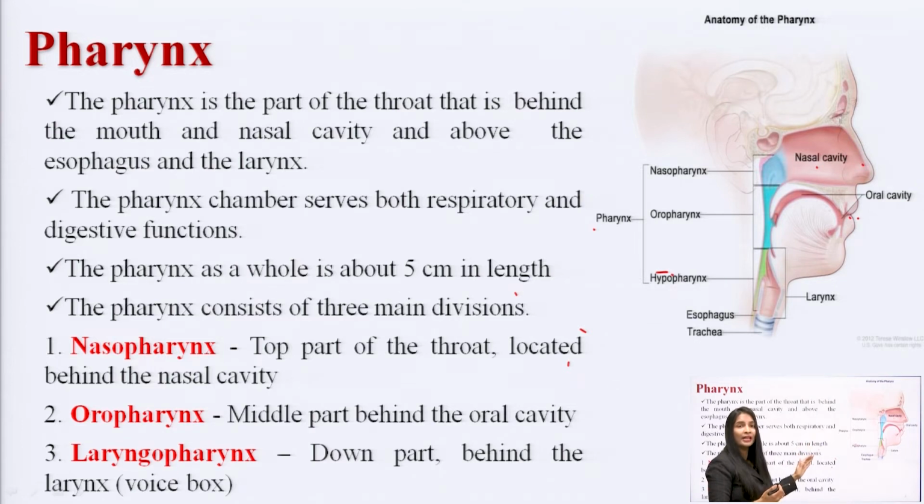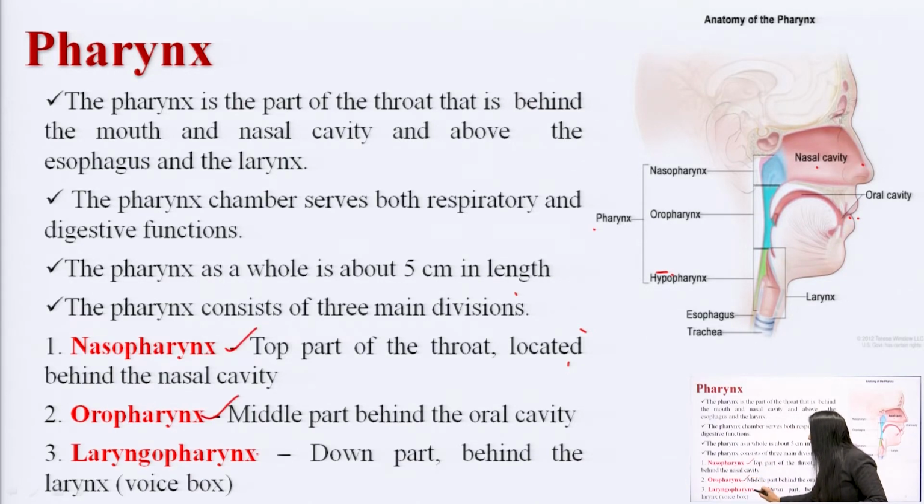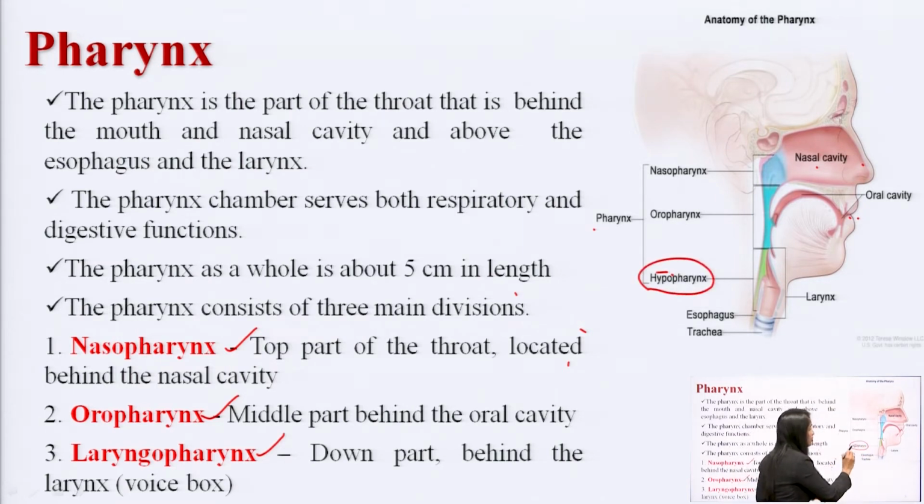This pharynx has been divided into mainly 3 divisions. What are the main 3 divisions of a pharynx? Nasopharynx, oropharynx and laryngopharynx, and the laryngopharynx you can call a hypopharynx also. Okay, this is the pharynx, students, you can see here, the part which is present behind the nasal cavity.